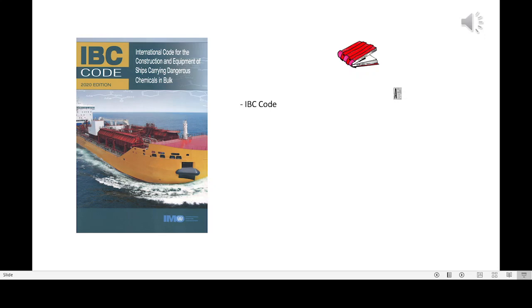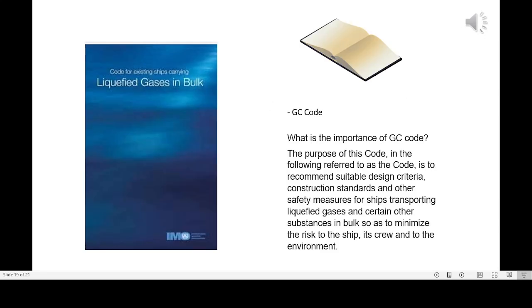What is the importance of the GC Code? The purpose of this code, in the following referred to as the code, is to recommend suitable design criteria, construction standards, and other safety measures for ships transporting liquefied gases and certain other substances in bulk so as to minimize the risk to the ship, its crew and to the environment.